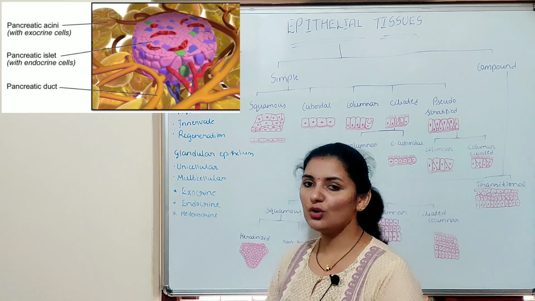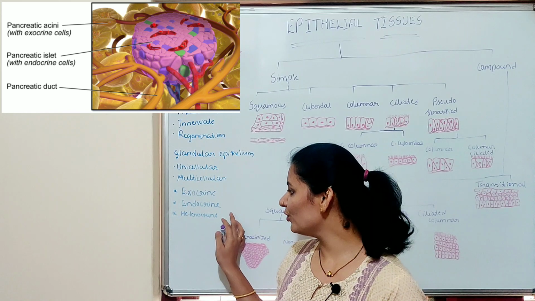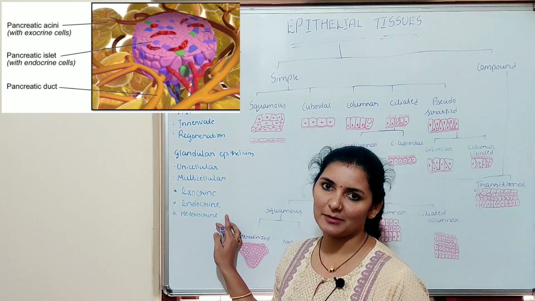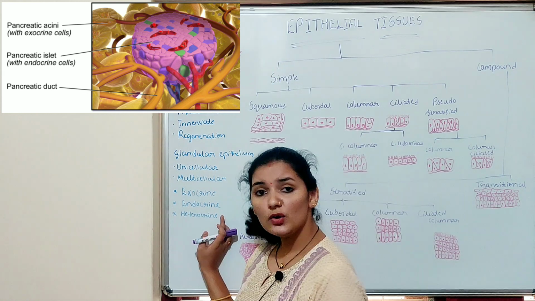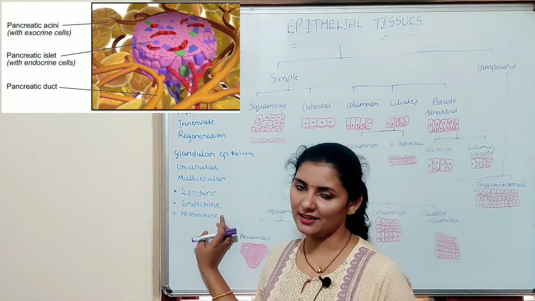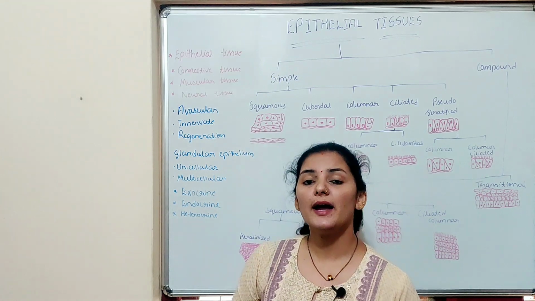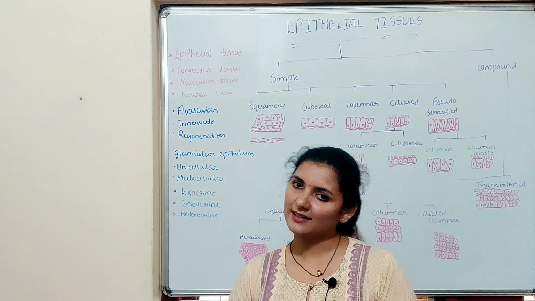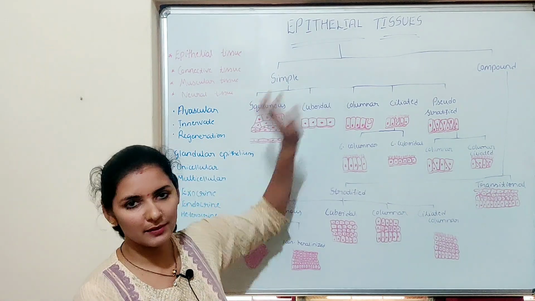Third type is the heterocrine gland. As the name indicates, this heterocrine gland consists of both exocrine as well as endocrine parts. The exocrine part pours its secretion through the duct, whereas the endocrine part pours its secretion directly into the blood or lymph. Examples for the heterocrine gland are the pancreas and the gonads, gonads like testes and ovary. So that is all about the different types of simple epithelium.